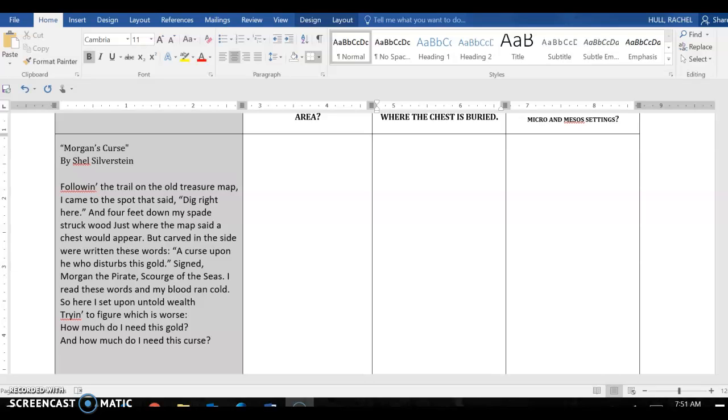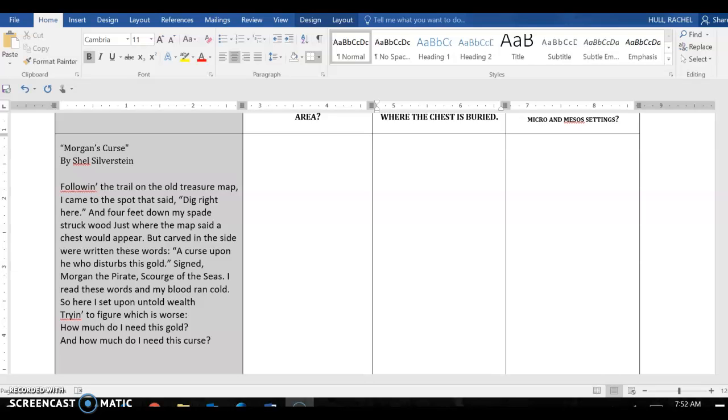Today I'm going to read to you a short poem by Shel Silverstein titled Morgan's Curse. And as I read the poem, I want you to think about the different layers of setting. Who is closest, or what would be closest to the character during the poem? Where would be that would be the micro setting?